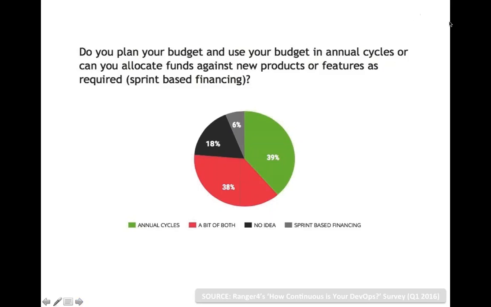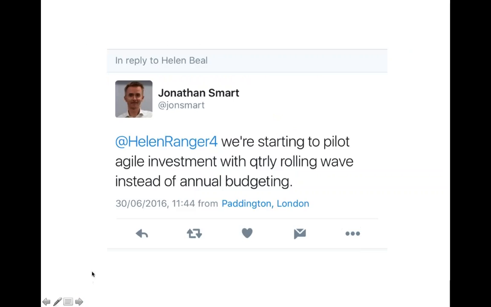So in the survey, we asked this question, whether people plan their budget and use their budget in annual cycles, or whether people are able to allocate funds against new products or features as required. So we call this sometimes sprint-based financing. And you can see that the majority of people, by a percent, were in the annual cycle space, where just 1% less actually have a bit of both. Lots of people don't know, and only a few, so only 6%, are doing this sprint-based financing or this continuous funding that we are looking at in more detail.